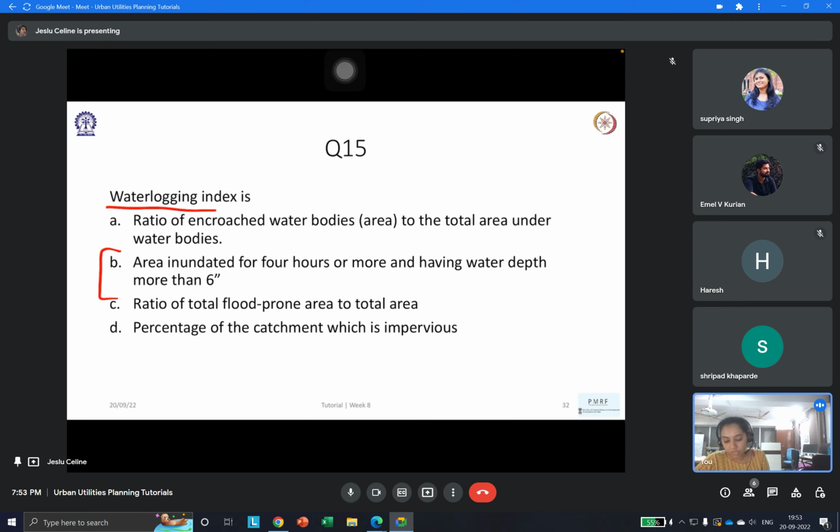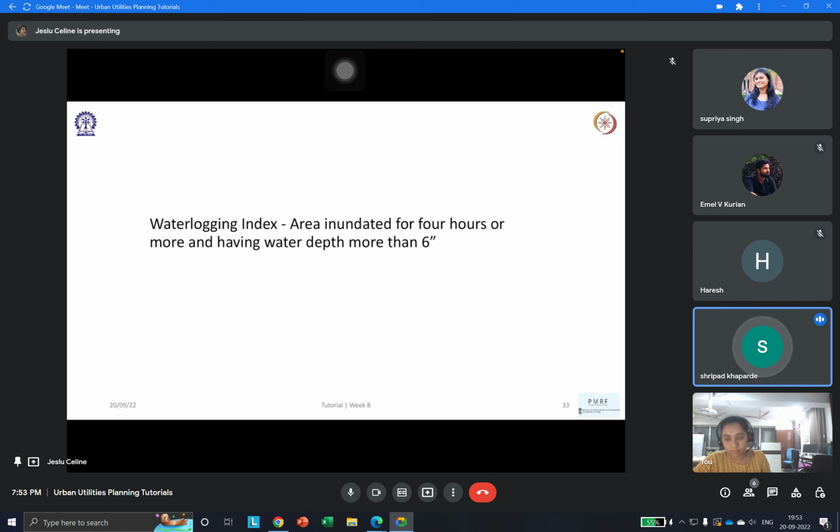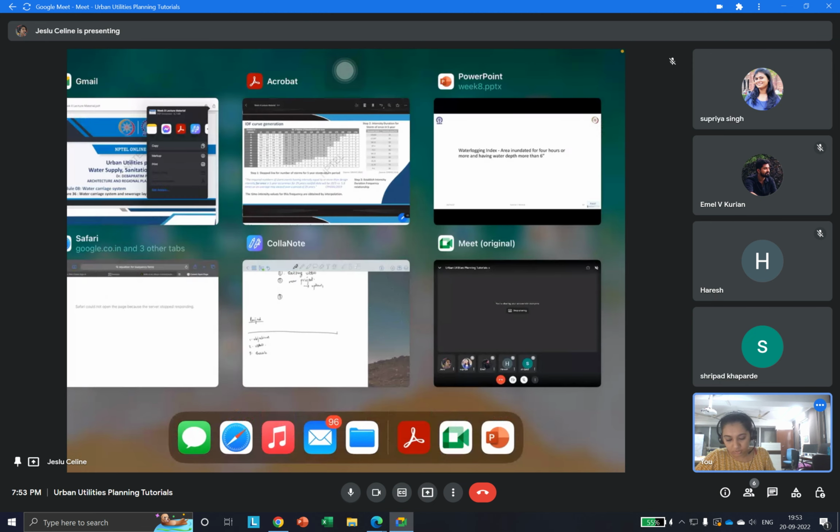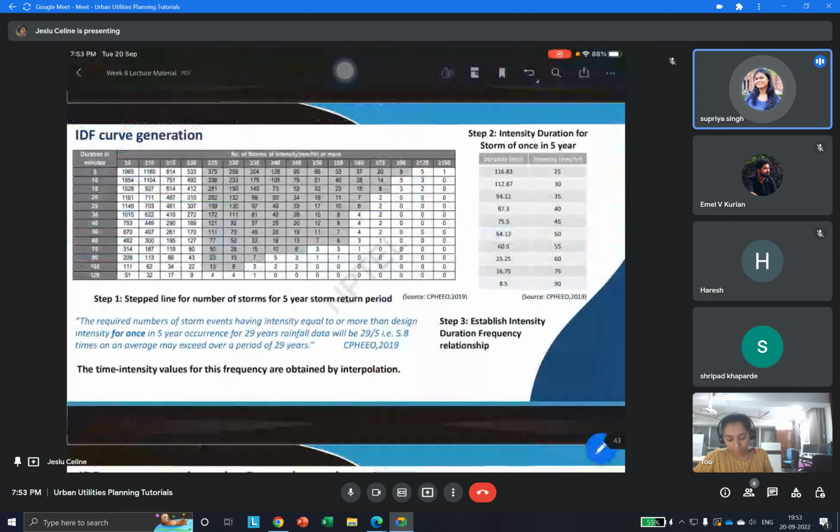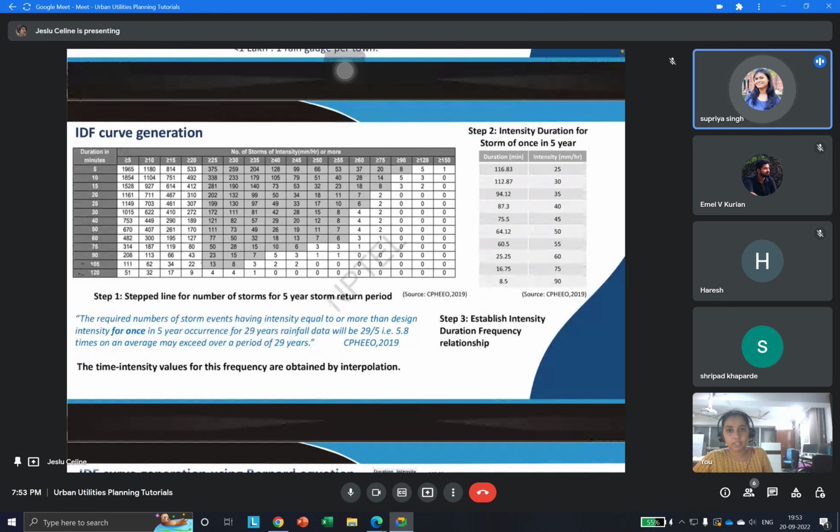Correct. So yeah, madam, please spare some time for this IDF curve. You just explain it properly. You want the IDF curve to be explained. Okay. So I saw in the discussion forum, Supriya had asked a doubt. This was the slide that you had doubted. Yeah. Intensity duration. I couldn't understand how this intensity is calculated from this table, like 116.83 with 25 mm per hour. Got it. So that was your doubt.